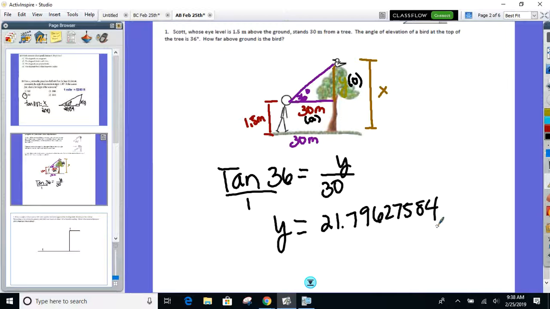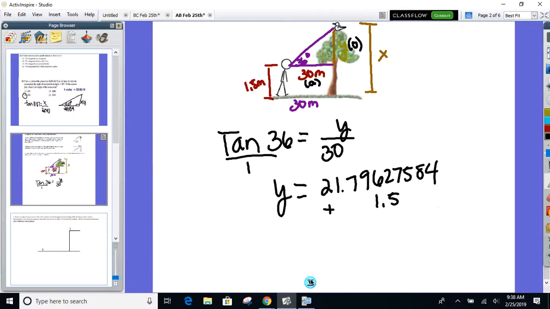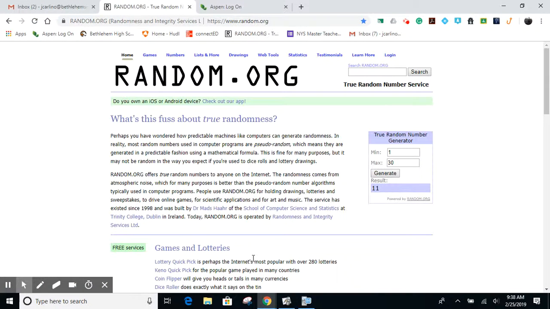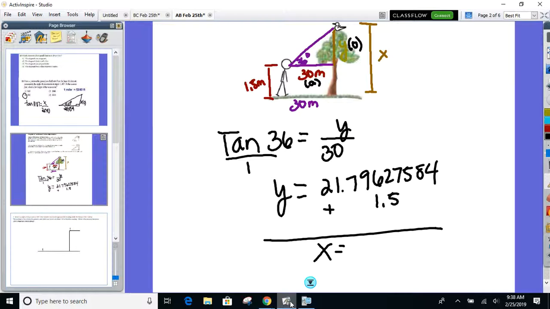That's this distance right here. What do I have to add to it to find the total distance? 1.5, like Bella told us at the beginning. So now you can round to the rounding directions in the problem. And when you're ready, 20. Yep. We got meters. Perfect.